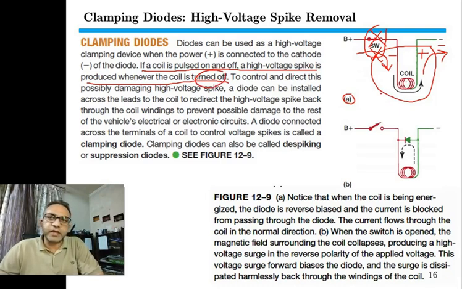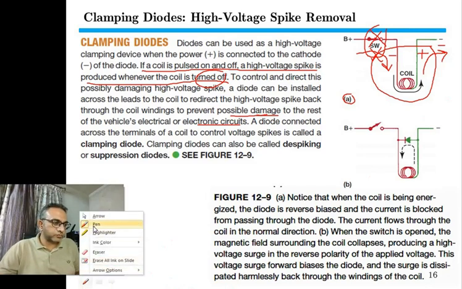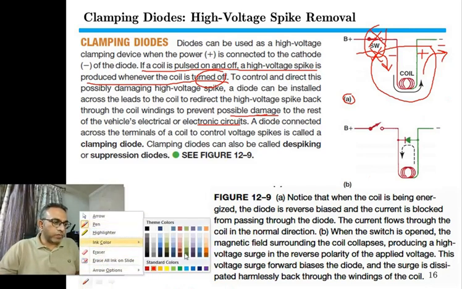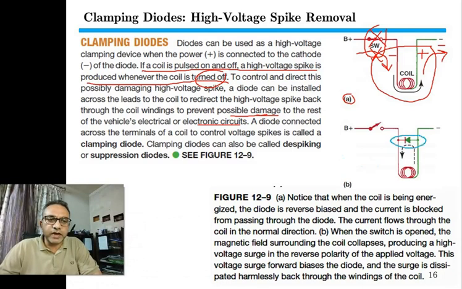Hence, this voltage spike will be dangerous, and it will damage. It is possible that it will damage the rest of the vehicle's electrical or electronic circuit. This is a problem that we have to resolve. And how do we solve this problem? The problem is solved by using a diode in the opposite direction, as shown in figure 12.9 part number B.